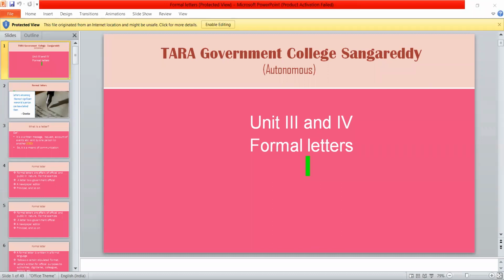Anything which you are writing should be accurate, brief, and clear. So the formal letter should be brief, clear, and concise. To the point. Written information being conveyed. So brief, clear, and concise information should be given.